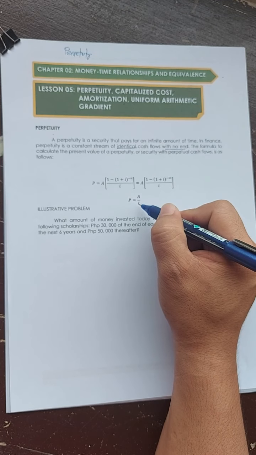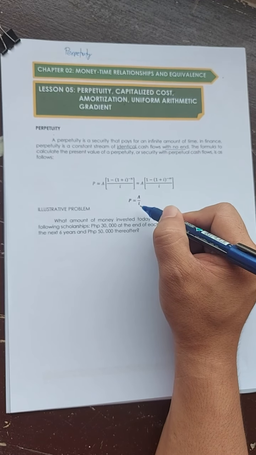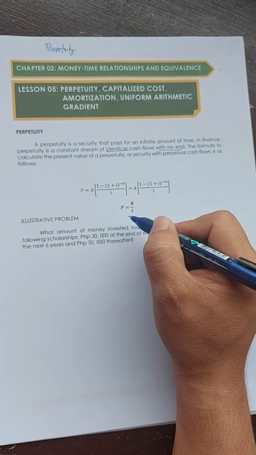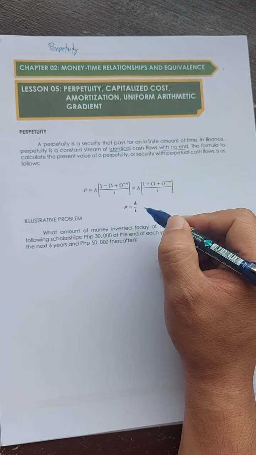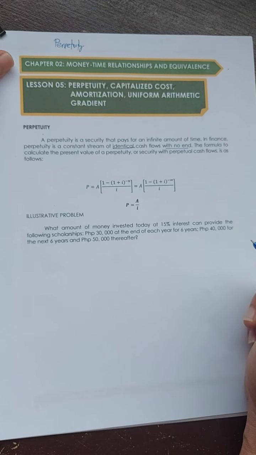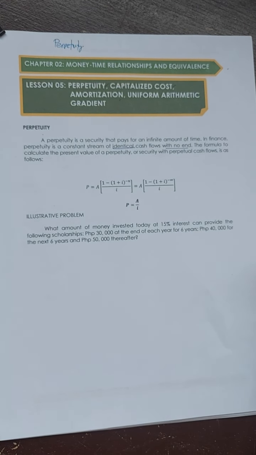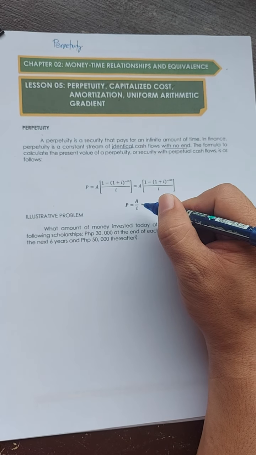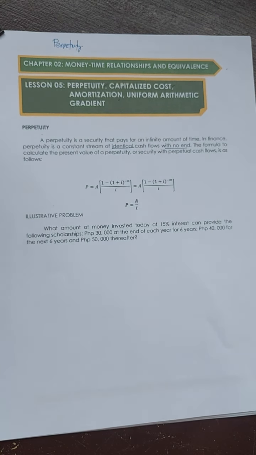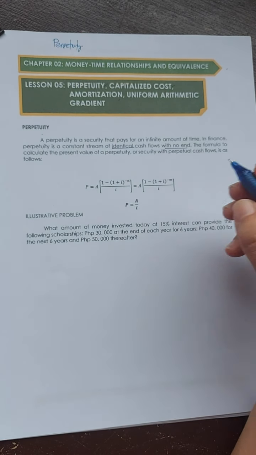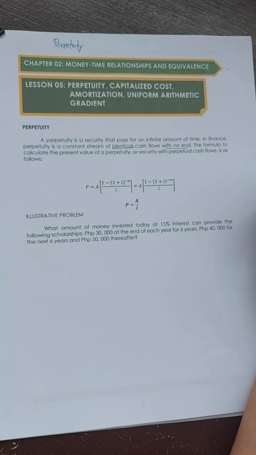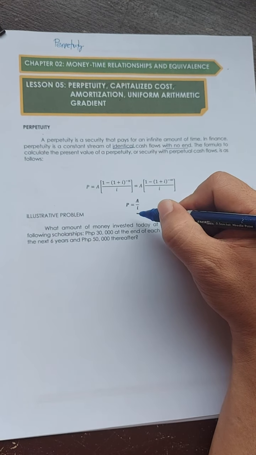I don't know if that is clear. Let me zoom in. Yeah, I hope that is clear. Okay, I think that's better. So that's what perpetuity means. Very simple. To compute the present worth of infinite annual or periodic identical payments, that would be equal to A, the payments, divided by the interest rate, which is i in this case.